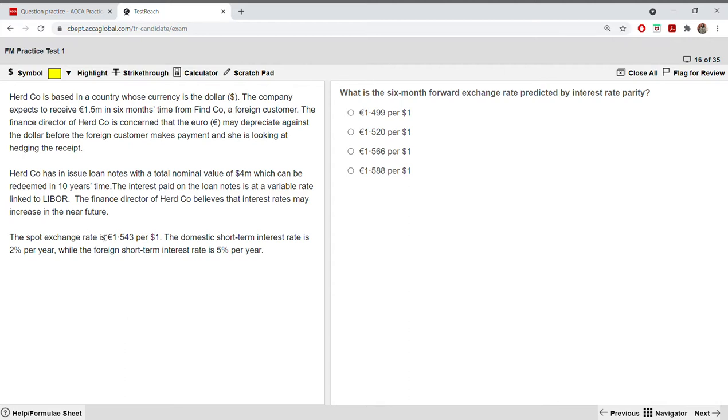So the spot exchange rate is given as 1.543. The domestic short-term interest rate is 2.5%. Here they have mentioned the word domestic. They didn't say whether it's dollar or euro, but domestic is definitely dollar. And your foreign short-term interest rate is 5%. Okay, 2.5 and 5%. And your euro is what?